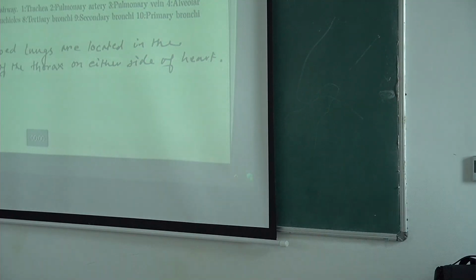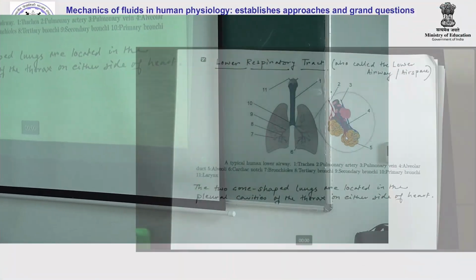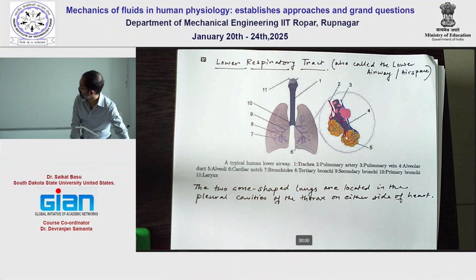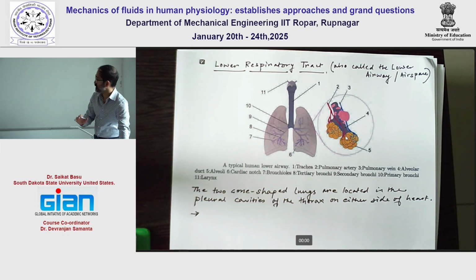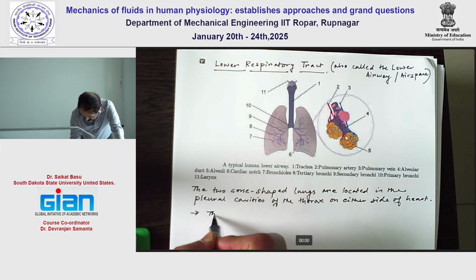Anyway, let's move back to the human body as we know it. The two cone-shaped lungs are located in the pleural cavities of the thorax on either side of the heart. The lungs have some clear anatomical zones that you can think about, and the right lung is not symmetric to the left lung. So we have some level of asymmetry as well.